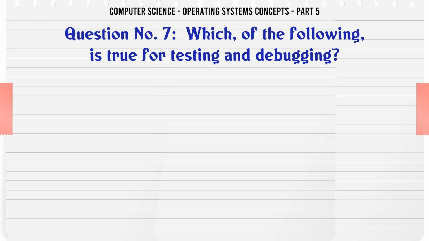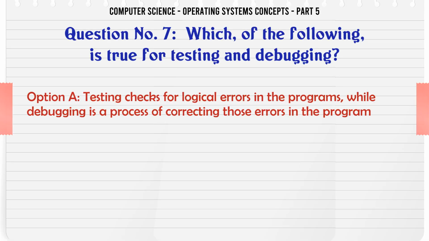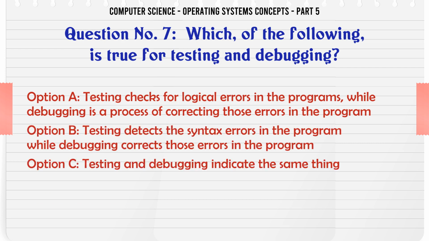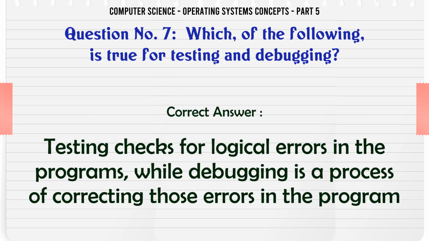Which of the following is true for testing and debugging? A. Testing checks for logical errors in the programs, while debugging is a process of correcting those errors in the program. B. Testing detects the syntax errors in the program while debugging corrects those errors in the program. C. Testing and debugging indicate the same thing. D. All of the above. The correct answer is testing checks for logical errors in the programs while debugging is a process of correcting those errors in the program.